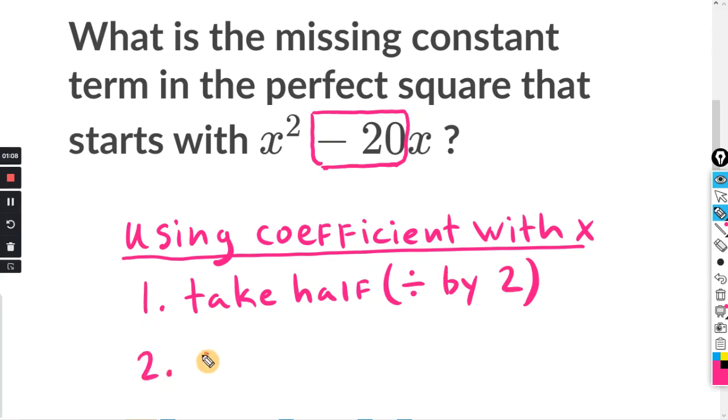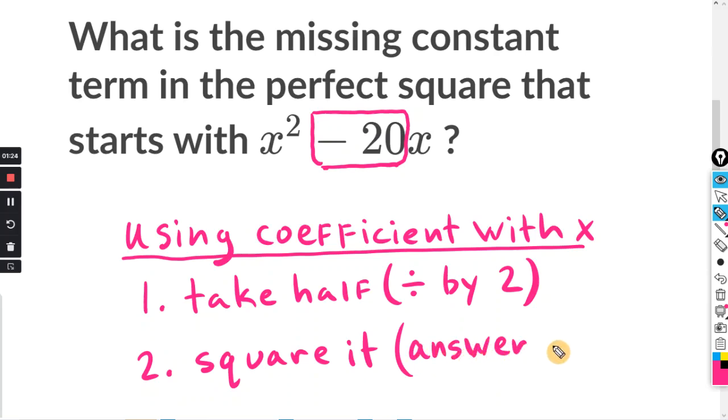And then the second step is going to be to square it. Okay, so once you square it, even if it were negative originally, the answer is positive. All right, so you look at the number with x, you take half or divide by 2 and you square it. Very simple.